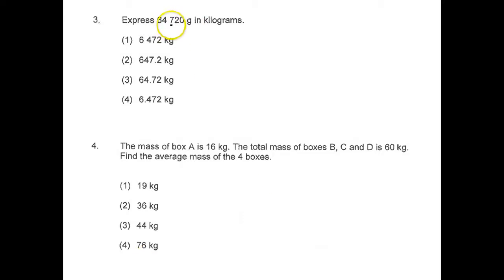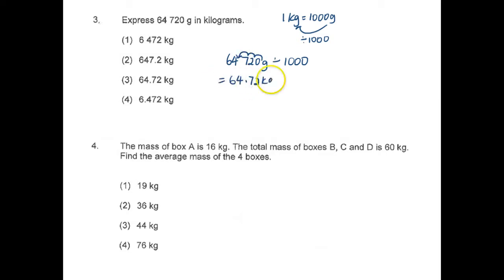Express 64,720 gram in kilogram. We know that 1 kilogram is equals to 1,000 gram. So to convert gram to kilogram, we need to divide by 1,000. So 64,720 gram, you need to divide by 1,000. We move the decimal place 3 decimal places to the left, and my answer will be 64.72 kilogram, which is option number 3.